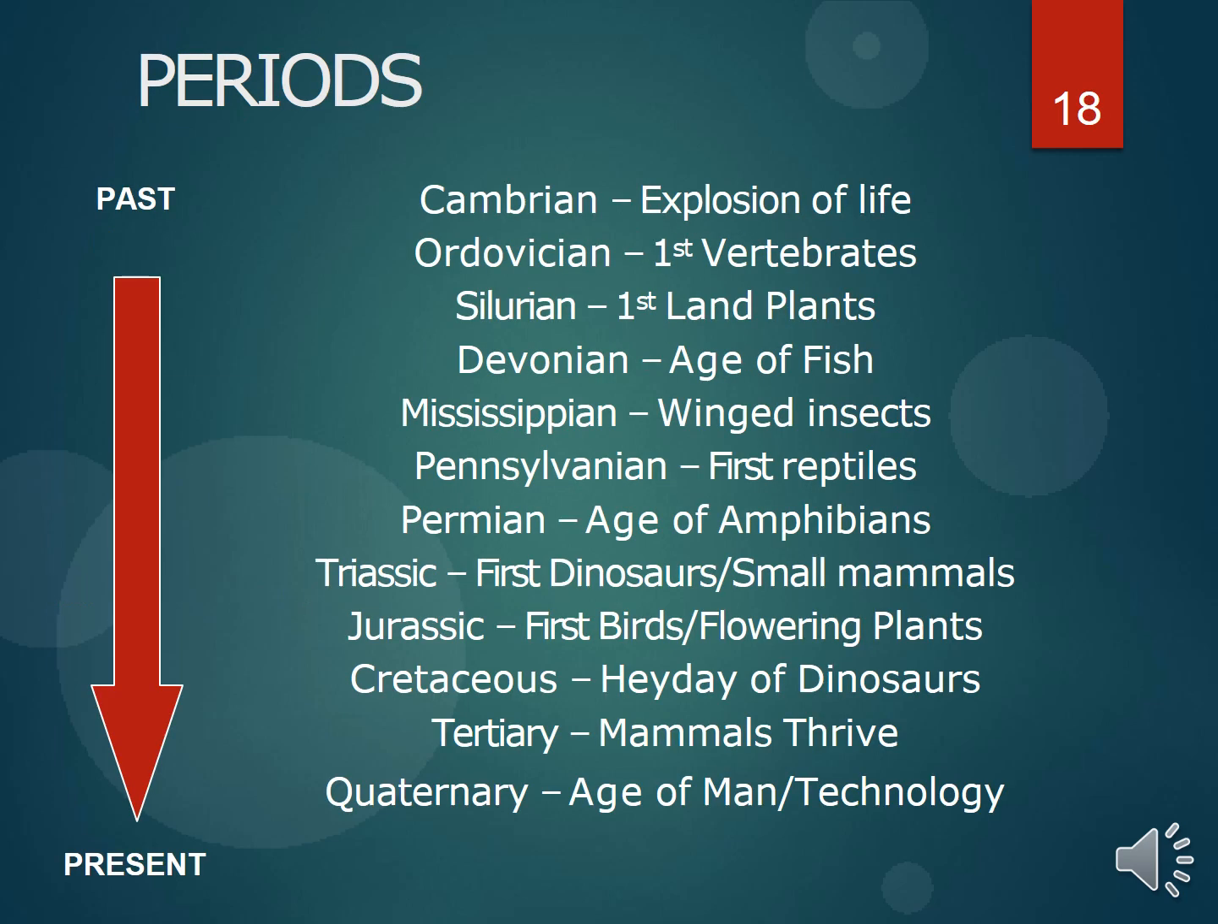So if you see the periods from the past to the present, it starts from the Cambrian with the explosion of life, then the first land plants were in the Silurian, then the first flowering plants were found in the Cretaceous period, and then you see the age of man as the Quaternary, which is the present period.